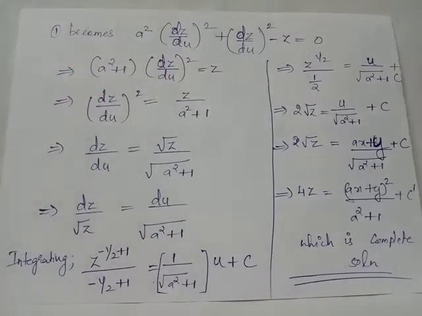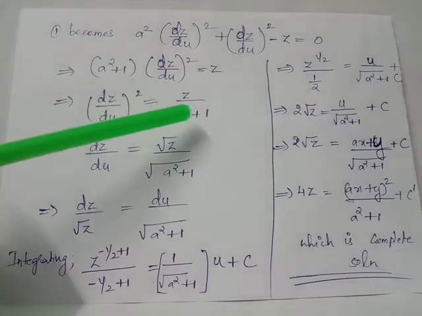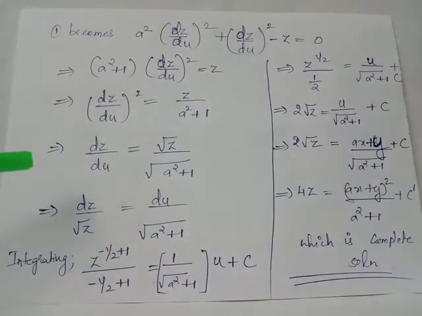z can be taken to the RHS. This is done for the ease of integration. When dz by du the whole square is written in the LHS and a square plus 1 is taken as denominator to the RHS, and you take square root on both sides, we obtain dz by du equals square root z upon square root a square plus 1.